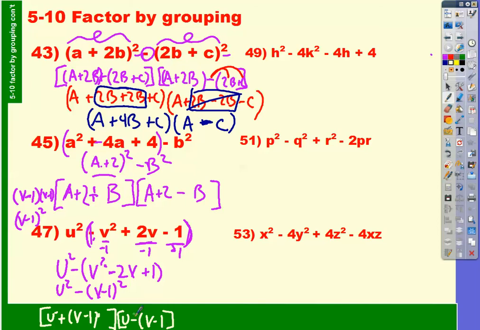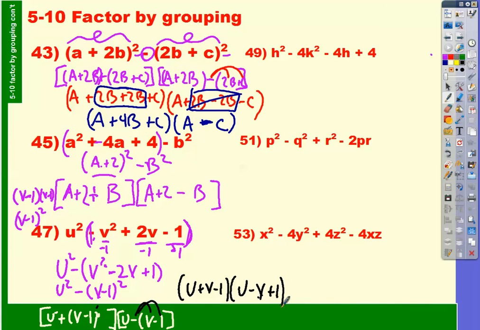distribute it, right? So when I distribute it, I'm going to get, in the first term, u plus v minus 1, there's my first term, times my second term, u, negative 1 times v is negative v, negative 1 times negative 1 is positive 1. And there's my answer. Number 49.